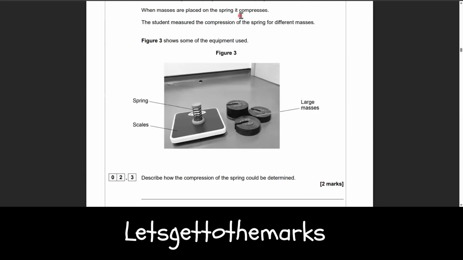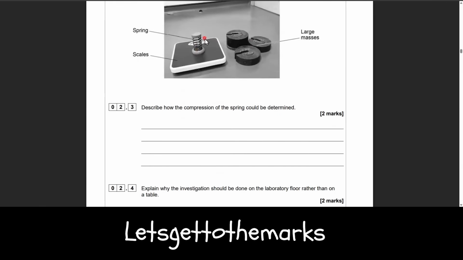When masses are placed on the spring, it compresses. The student measured the compression of the spring for different masses. Figure 3 shows some of the equipment used. We've got large masses, we've got a scale, and we've got a spring. Describe how the compression of the spring could be determined. 2 marks. So if I want to find out how much the spring is compressed, I can use these weights and this scale. What do I need to do? Pause the video, have a go.